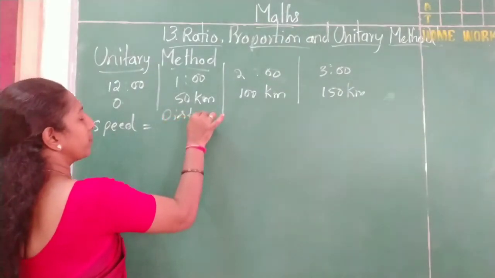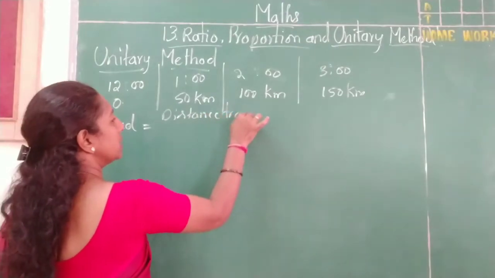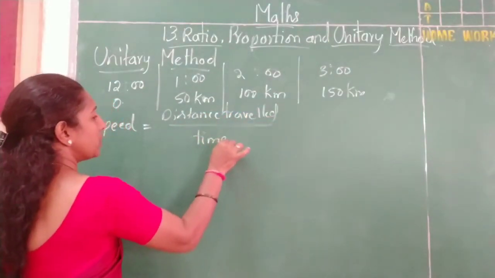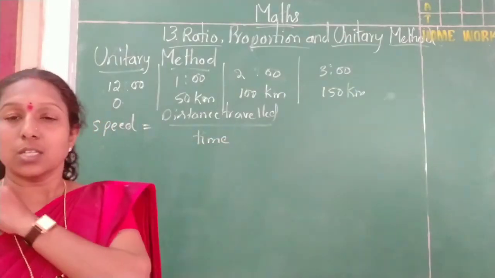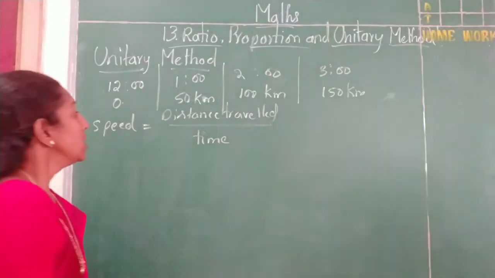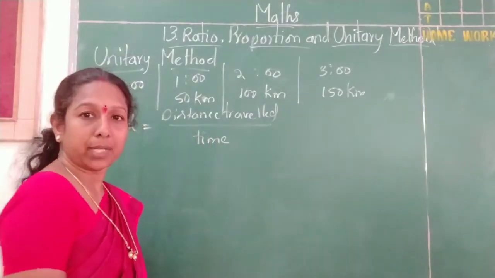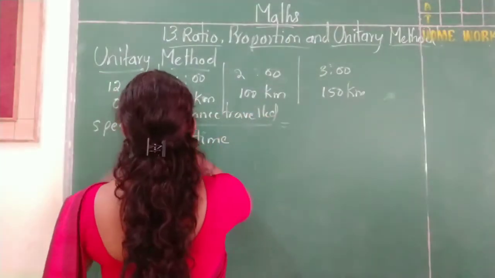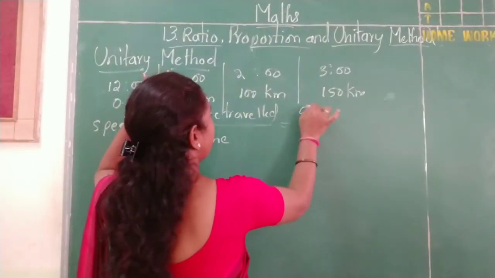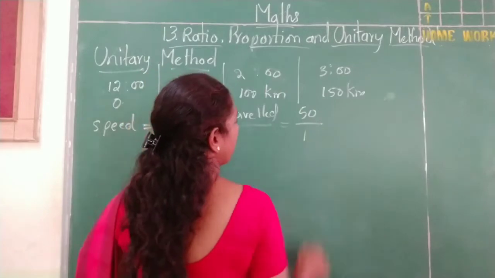Speed is distance travelled by time taken. This one you will learn actually in science, but in maths also we sometimes have to use it. So distance travelled by time taken. Here you can see that 0 is there. The distance travelled is 50 kilometers at a time of 1 hour.